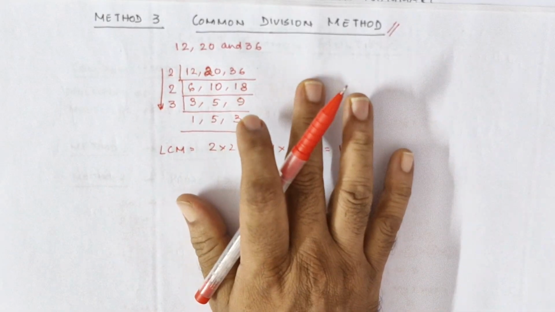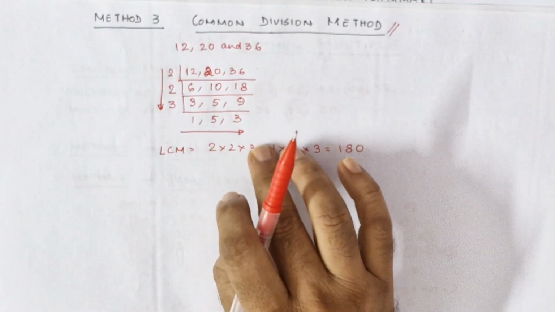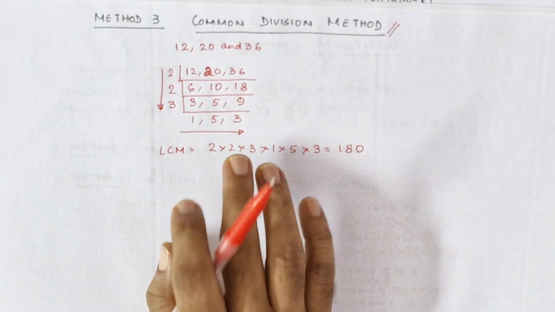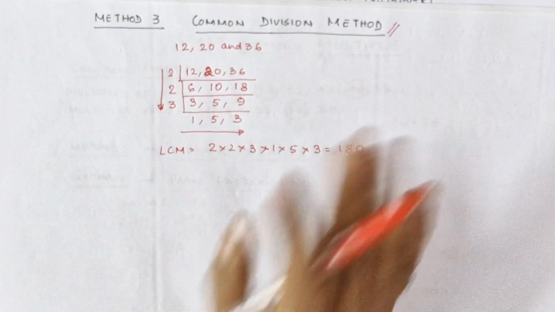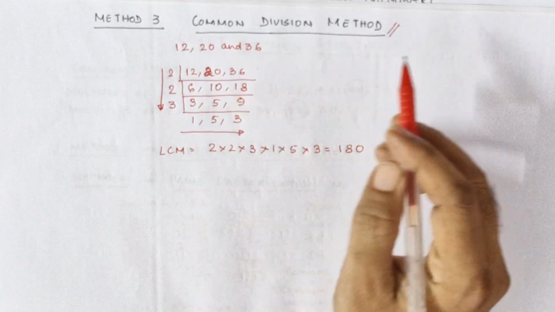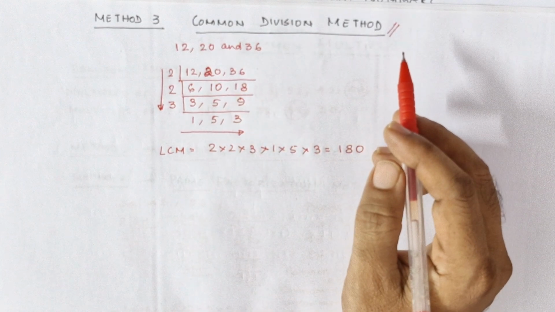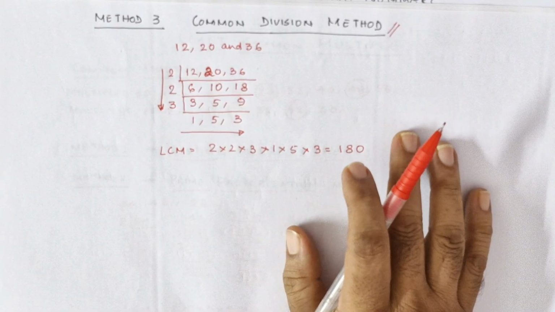So this is the common division method. See how faster and easier it is. So try to solve, by default, if you get a question of LCM, by this method, the common division method. Okay, I think you have followed my lectures and you are following my lectures.